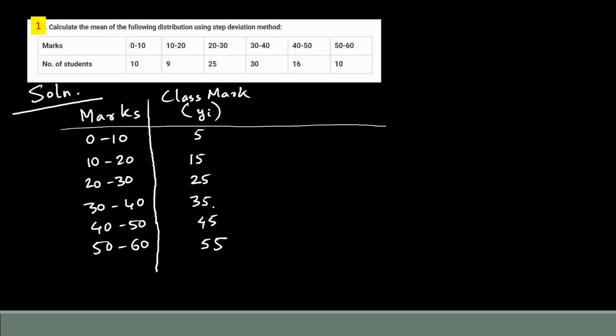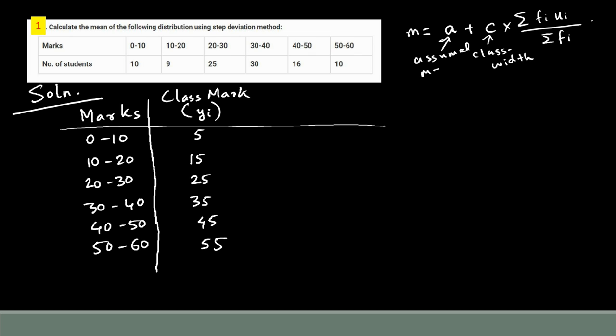So you see, you can consider what is the step deviation method formula. Let me just write here the mean, how you find it in step deviation. Let me write it here: a plus c times summation fi ui divided by summation fi. C is the class width, a is your assumed mean. That can be anything. Assumed mean can be any of your class marks. Okay, we have to then find through this method what is the actual mean.